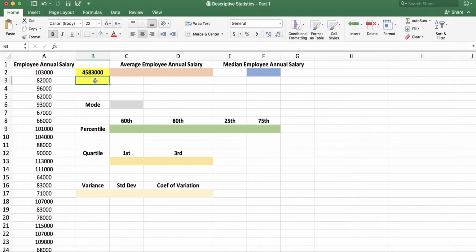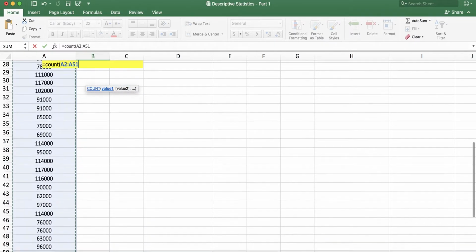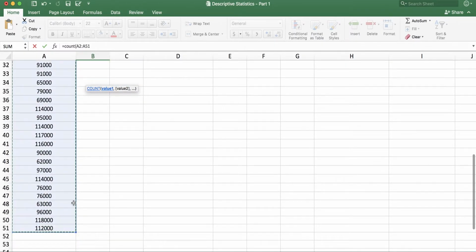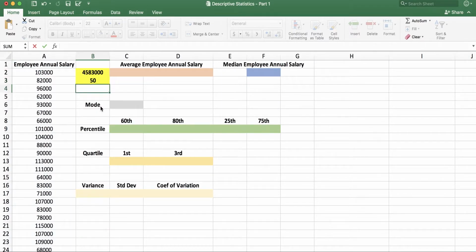The next value that I need is the number of observations. To find that, I can use the count function and count how many entries I have in this data set. Again, A2 up to A51. If I count, what I have is 50 because I have 50 employees, and that verifies. So again, the mean is equal to the sum of all data entries divided by the number of observations.